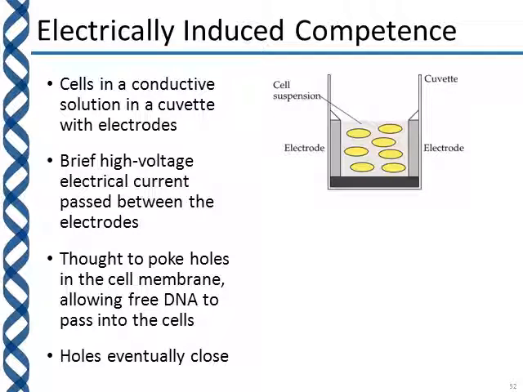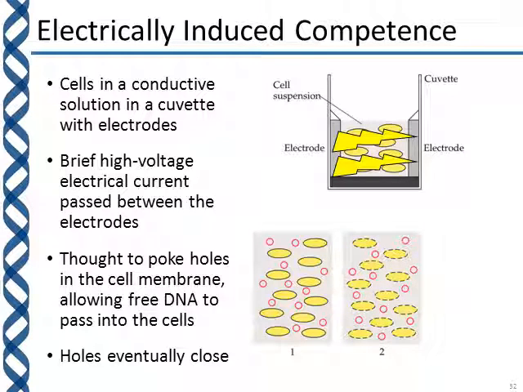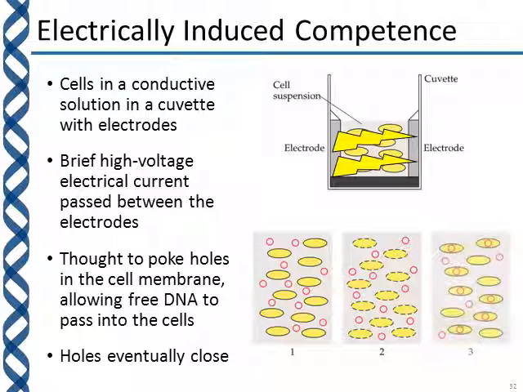First, we'll present electrically induced competence. The cells are placed in a conductive solution in a cuvette with electrodes, and a brief electric voltage is passed through the electrodes. It is thought that holes are punched in the cell membranes, which allow free DNA to pass into the cells. And these holes will eventually seal.